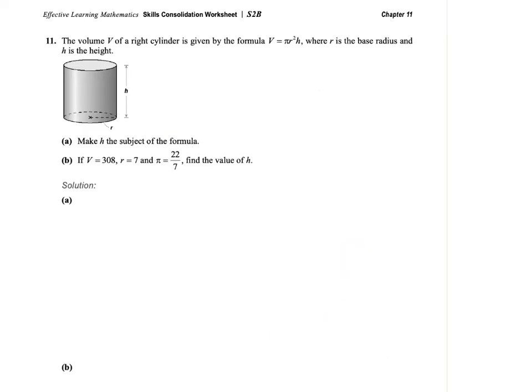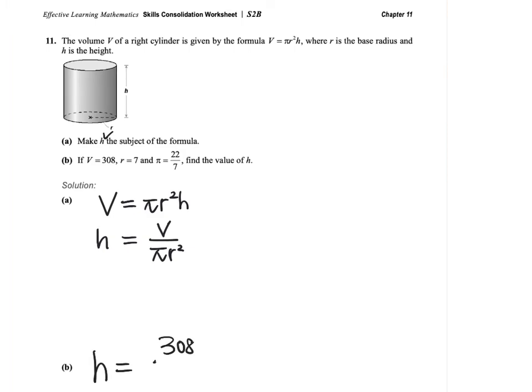For this problem, you want to make h as your subject first, so you have v equals to pi r square h, and then h actually equals to v over pi r square. And now you want to find out the value of h. Given that you know, okay, what you have will be like this. You have 308 over pi times 22 over 7 times 7 square. Okay, so that is why after the calculation you have the value to be 2.